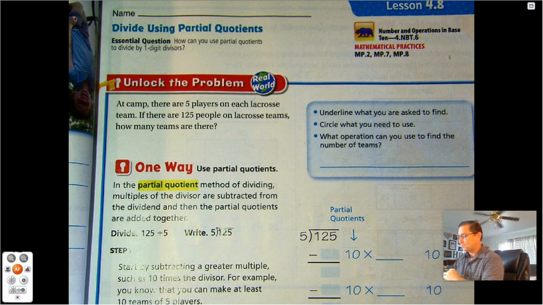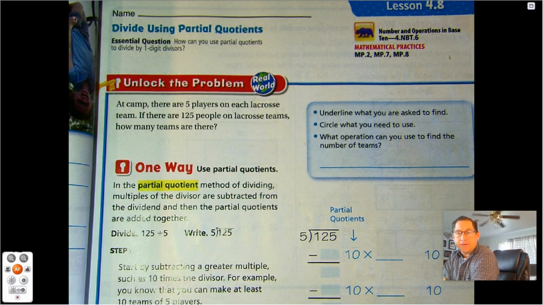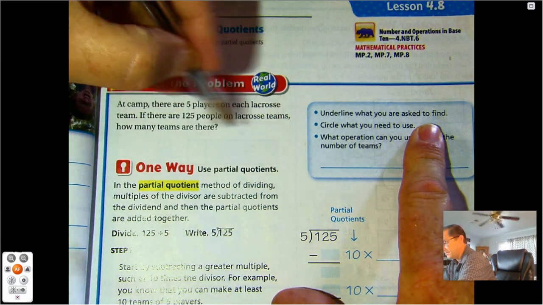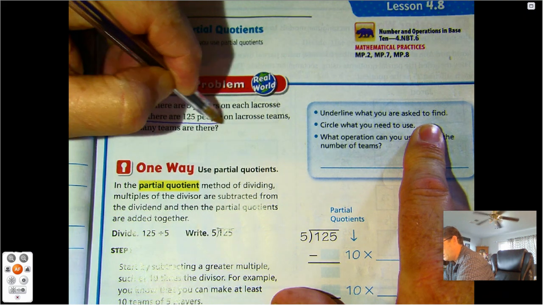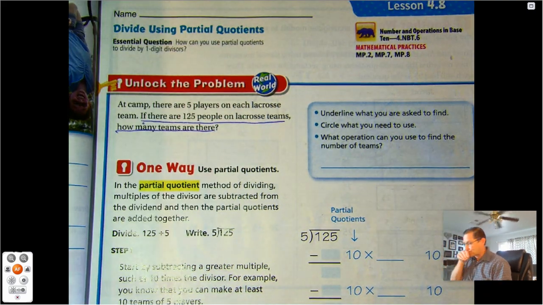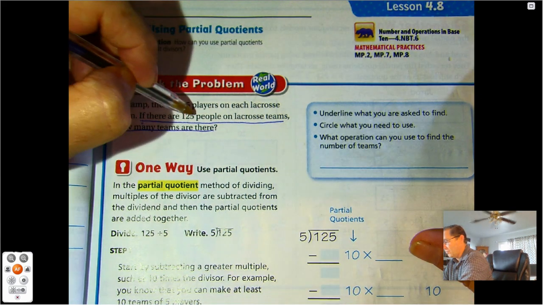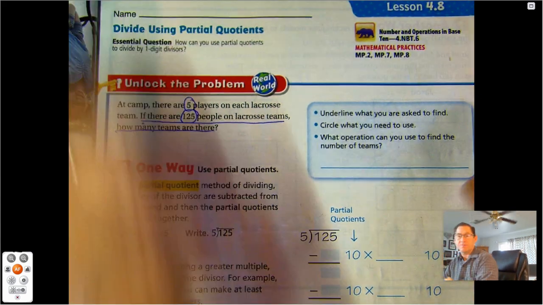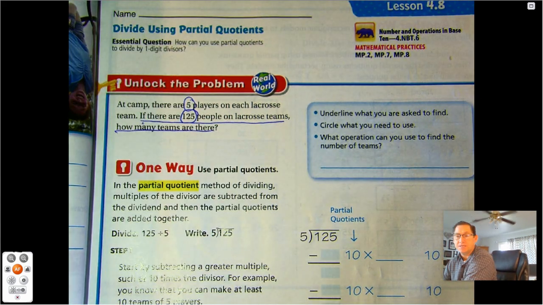So, unlock the problem. At camp, there are 5 players on each lacrosse team. If there are 125 people on lacrosse teams, how many teams are there? Underline what you're asked to find. Okay, right here. So, if there are 125 people on lacrosse teams, how many teams are there? Circle what we need to know. Well, we need to know that there's 125 people and there's 5 players on each team.